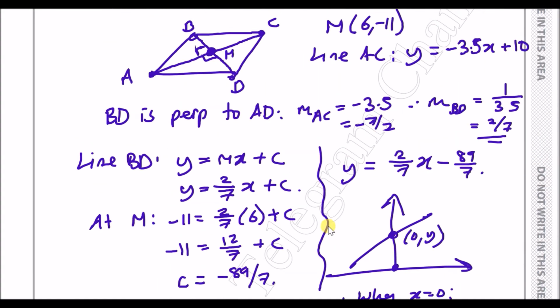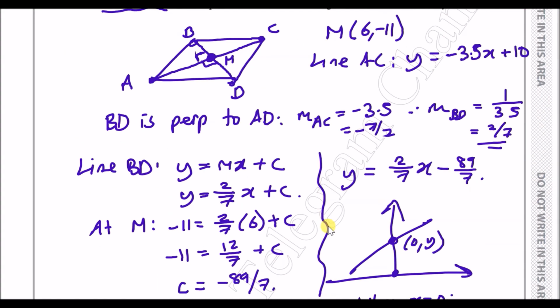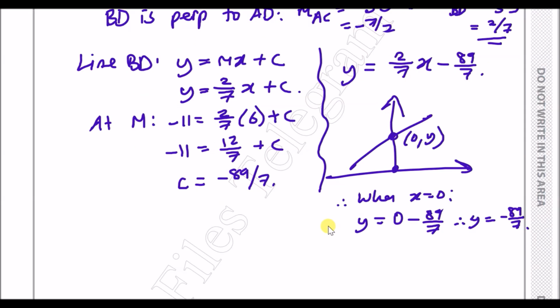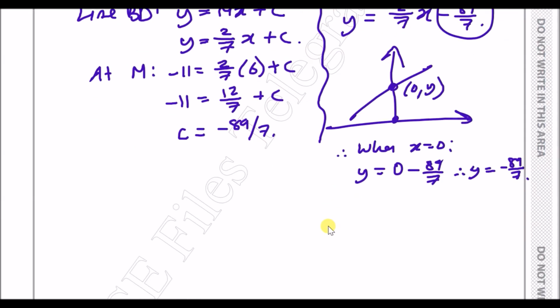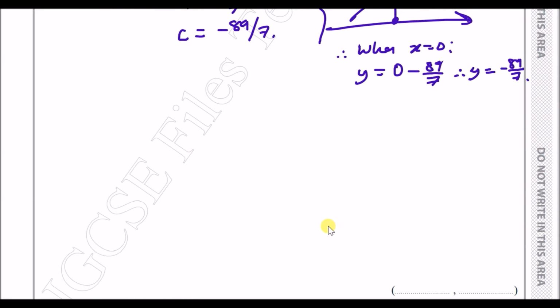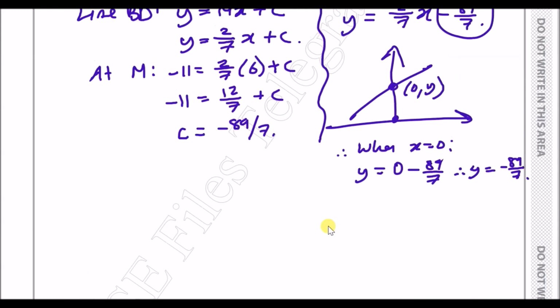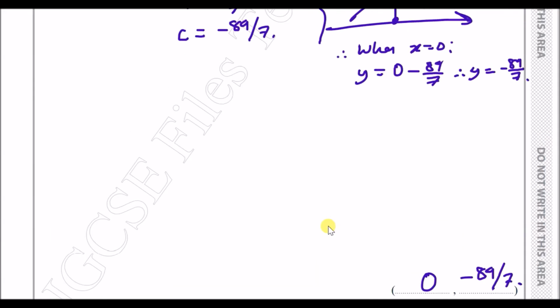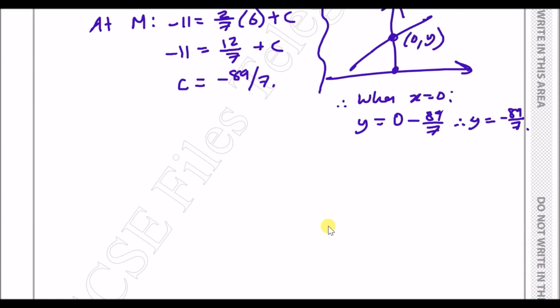Oh my god, that's just the y-intercept, isn't it? So when something intersects the y-axis, that's the y-intercept. We have the y-intercept is minus 89 over 7. So that's another way. That's it, guys. So the coordinates would be 0, minus 89 over 7. Perfect.